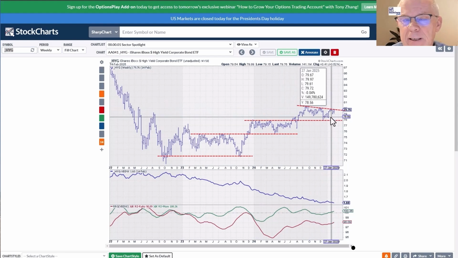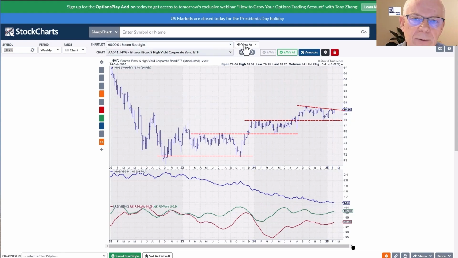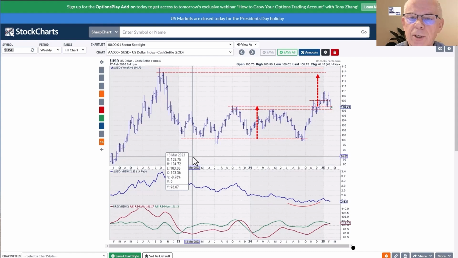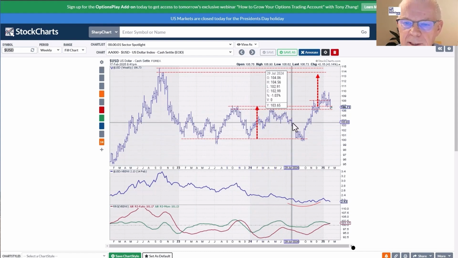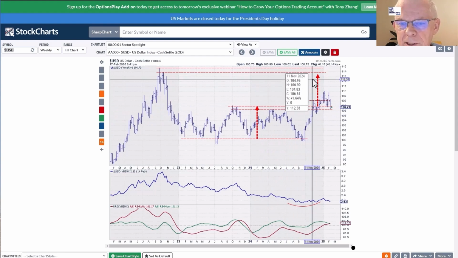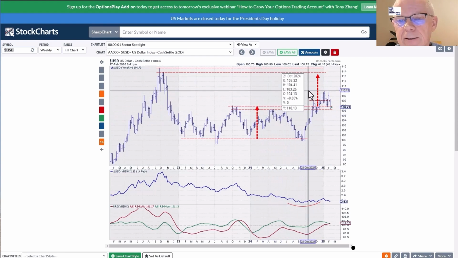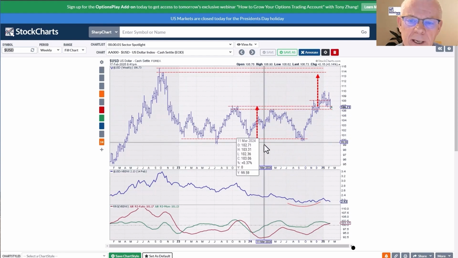And very likely that would also be a positive sign for the stock market as a whole. Now here's the chart of the US dollar, the US dollar index. And we've seen the breakout of that broad range. My fat arrows are still on the chart, marking the target based on the height of that range.